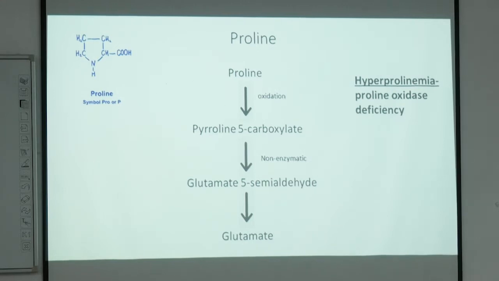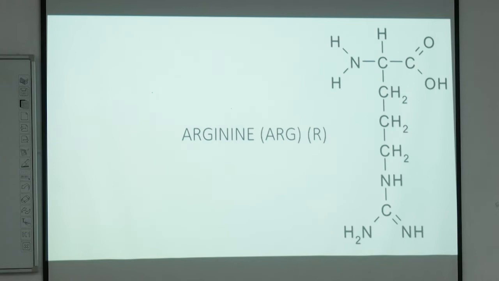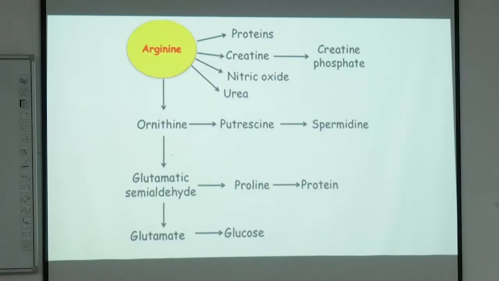Now we come to arginine. What are the things that we get from arginine? Many proteins are produced in our body, then creatine, during production of creatine. From arginine, nitric oxide is produced. So what is nitric oxide?